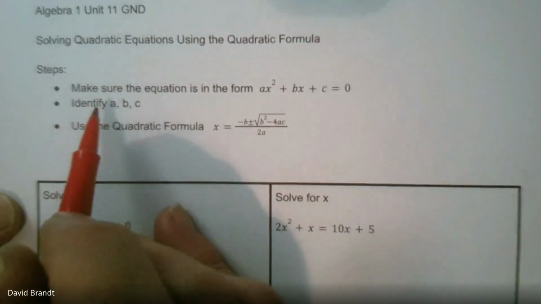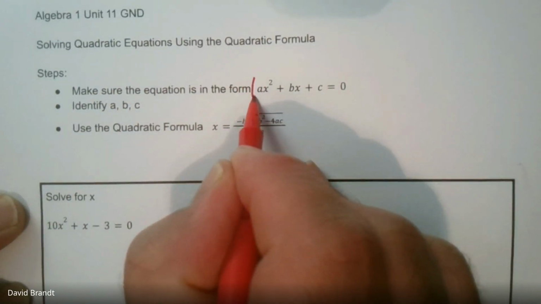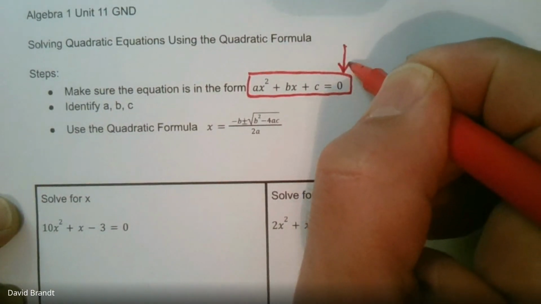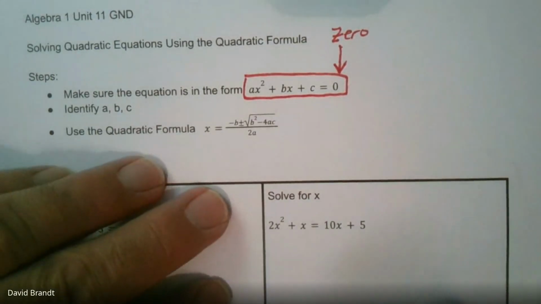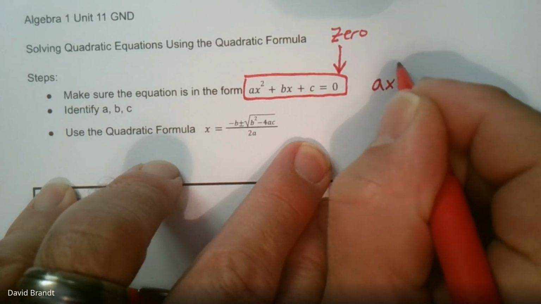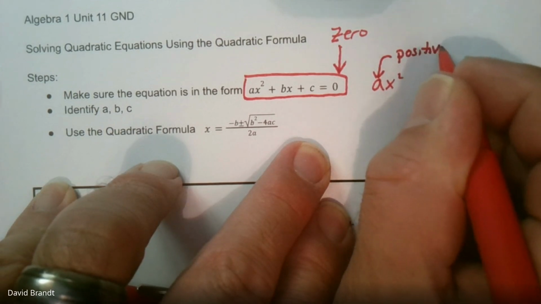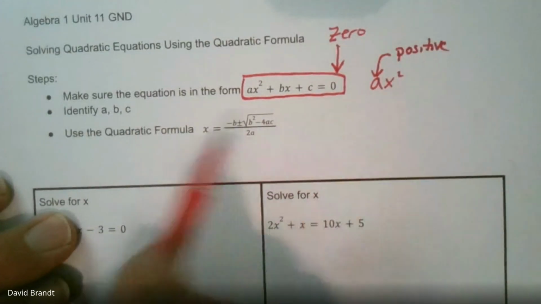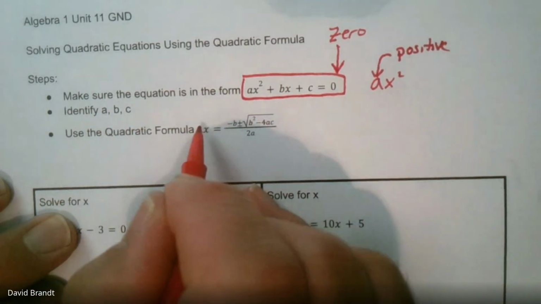Okay, the first step is to make sure the equation is in this form. And the main thing you need to take out of that form is that you have 0 on one side. Make sure you have 0 on one side. I would also make sure that the number in front of the x squared, called the coefficient, is positive. The b and the c can be negative, but it's really easier if the a is positive. After you get it in this form, identify what a, b, and c are, and then plug them into this formula right here.